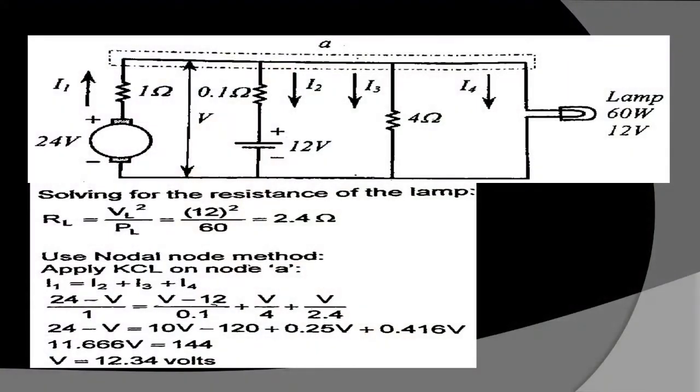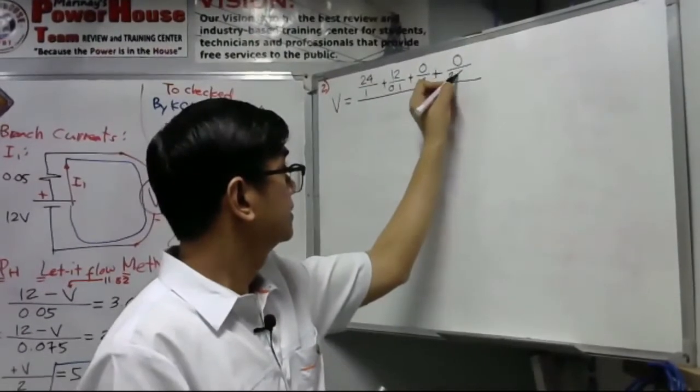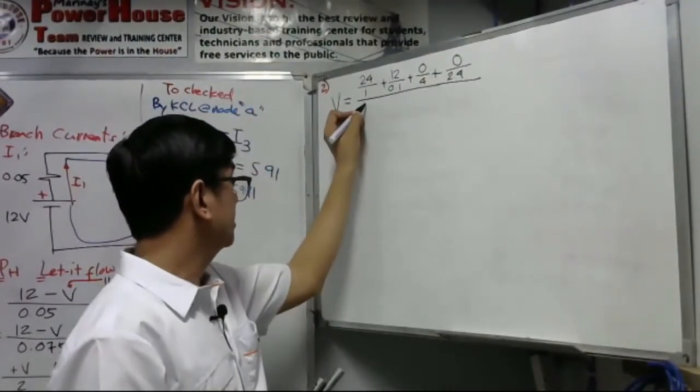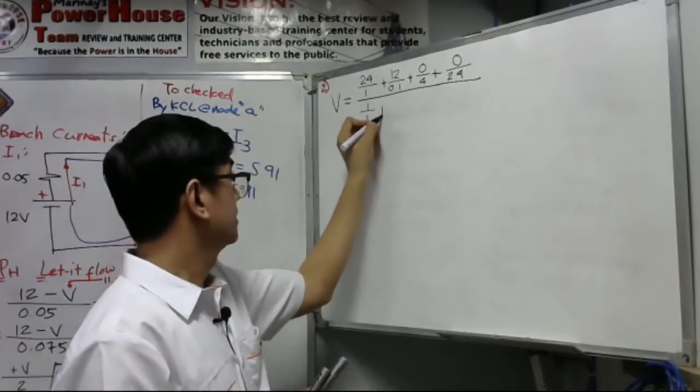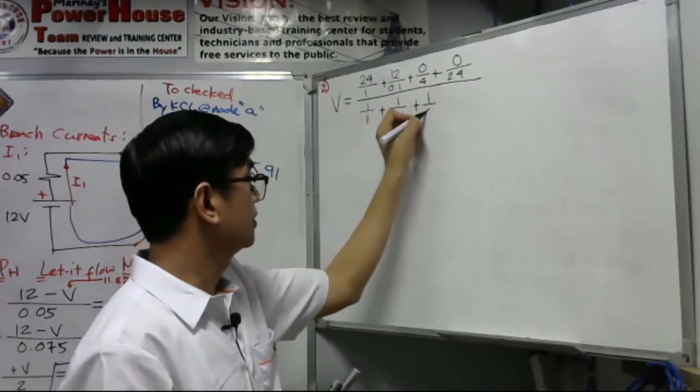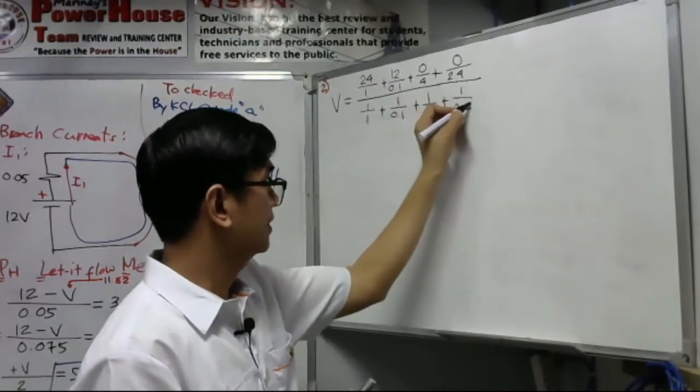So our circuit here, we have 24 over 1, plus the second branch, 12 over 0.1, plus 0 over 4. Then for the lamp, we have a resistor, there's no voltage, make it 0, over 2.4 ohms. For the conductances, we have 1 over 1, plus 1 over 0.1, plus 1 over 4, plus 1 over 2.4.